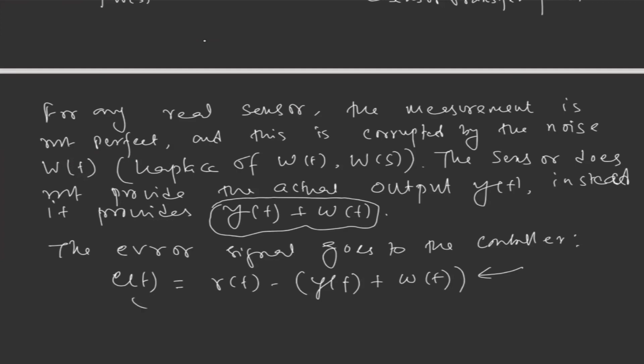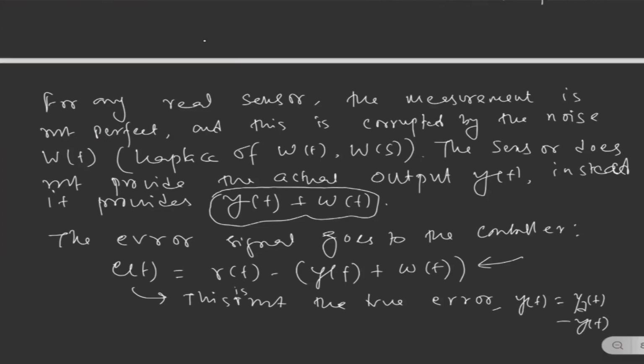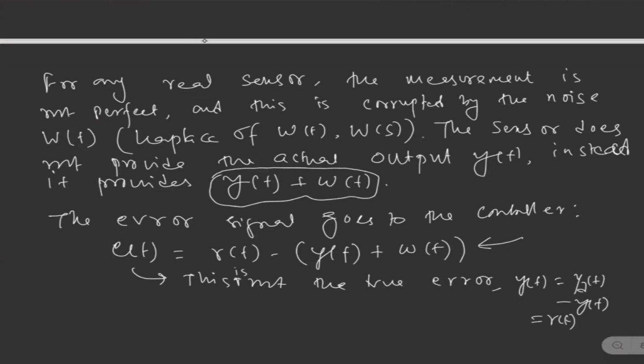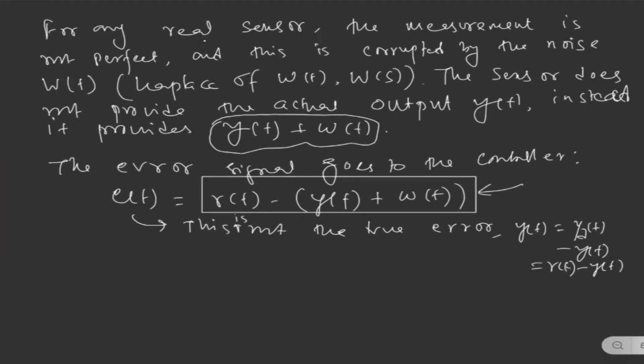So I can say this is not the true error. The true error is basically y_d(t) minus y(t), or r(t) minus y(t). But instead of this, in practice, we are giving this error signal to the plant or to the controller.